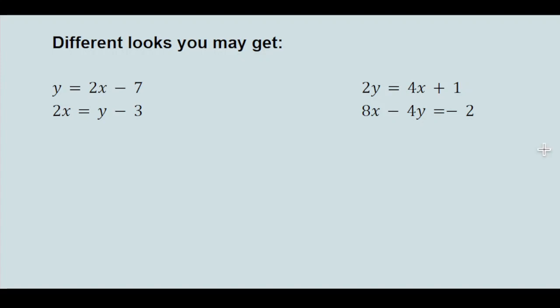Okay, now we're gonna look at a couple different looks that you might see here that don't present the same way as those last couple that we went through, right? So for this one here, conveniently enough, this is already solved for y, and sometimes you'll get that because they might write it in slope-intercept form, right?